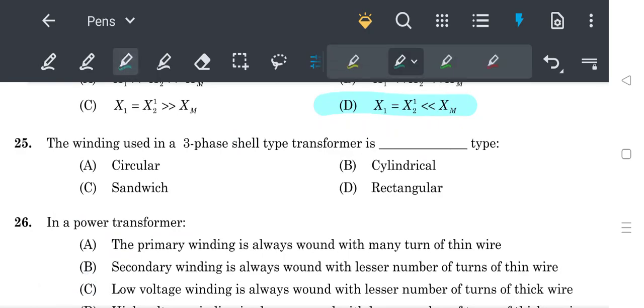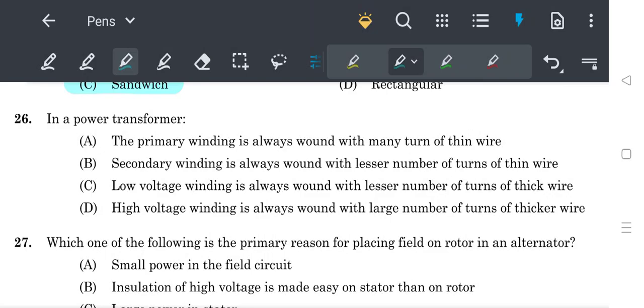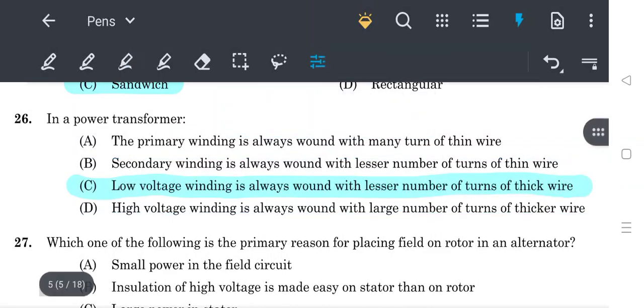The winding used in a three-phase shell type transformer is dash type. Answer, sandwich type. In a power transformer, option C, low voltage winding is always wound with a lesser number of turns of thick wire.